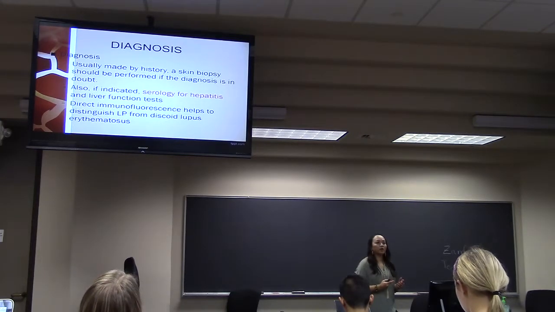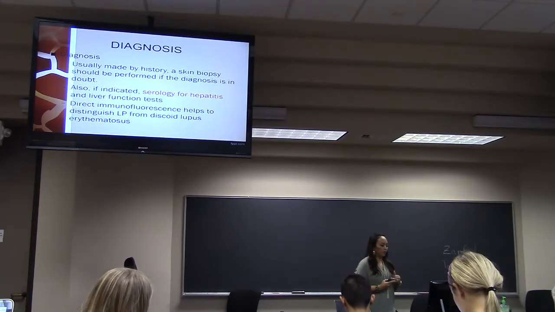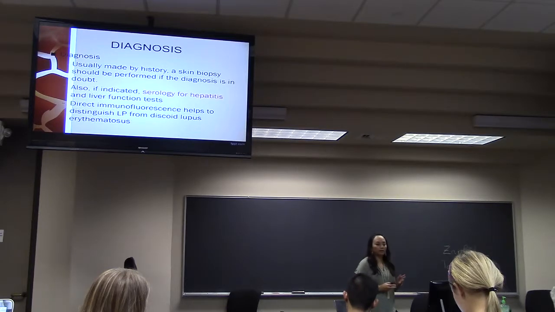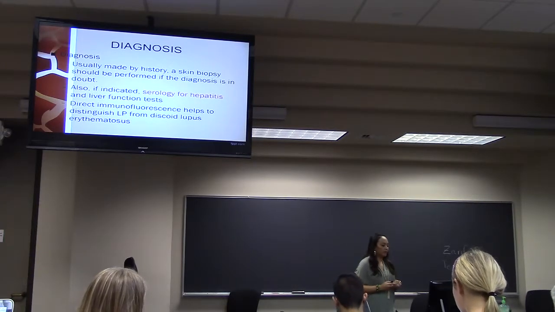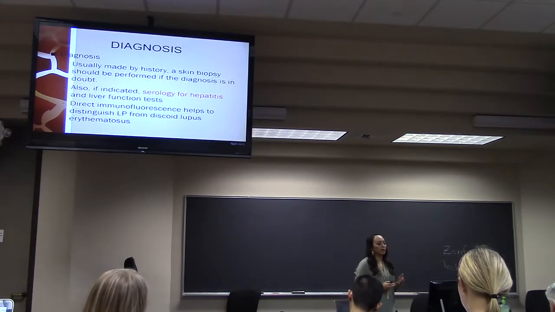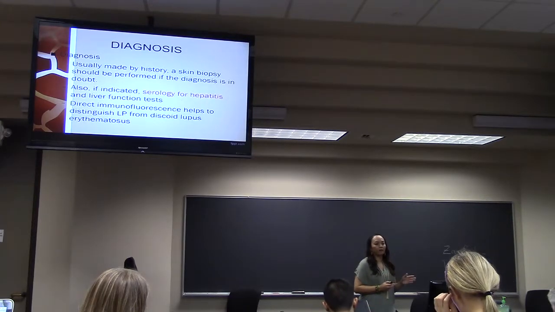And like we said earlier, if they have skin and oral lesions, you want to check for hepatitis. So you do a hepatitis panel on all those patients, and a current liver function test. And then you can do what's called a direct immunofluorescence that helps distinguish between lichen planus and lupus. And that's something that you would have the pathologist do.